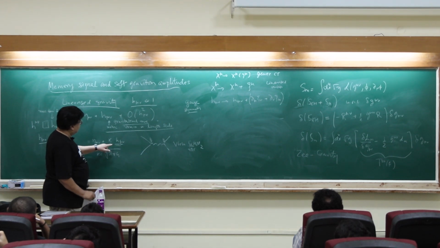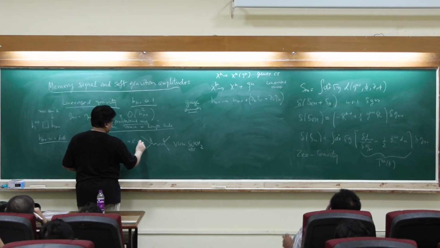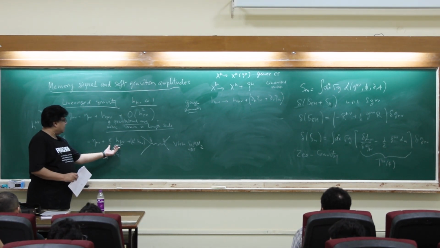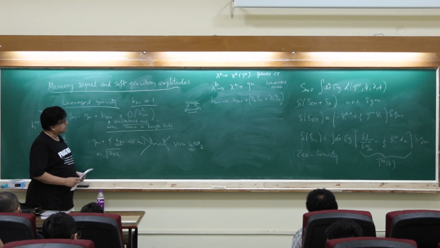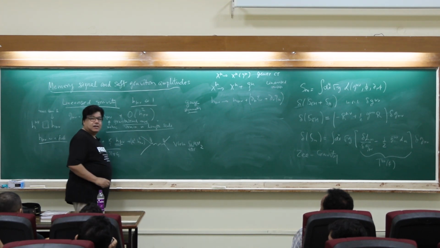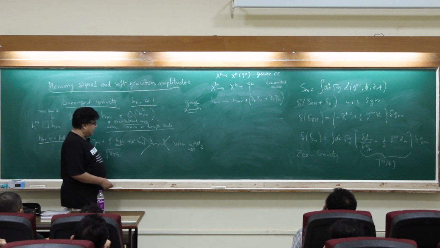Yeah, so I am keeping linear order, then there will be kappa squared, h mu nu squared and so on. So I am expanding around this. Okay, so M1, very good.